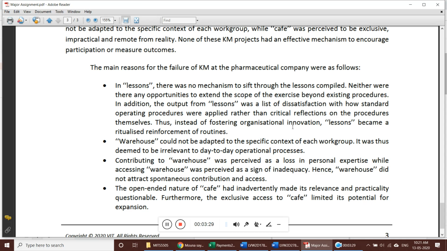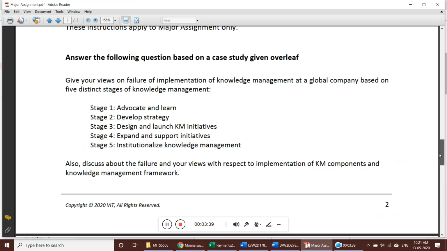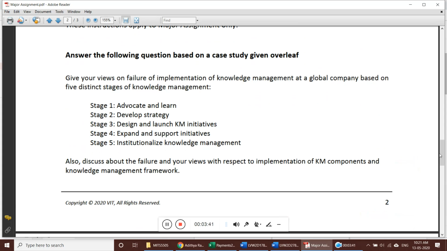You just keep all these problems in your mind, and try to understand what knowledge management is and how it happens. Then come to the first section of the document. Stage one, advocate and learn. Next, develop strategy. In this one, you will be briefing about the case study, what kind of problems it has, and what the expectations of the organization are. Based on that, you try to develop a strategy.